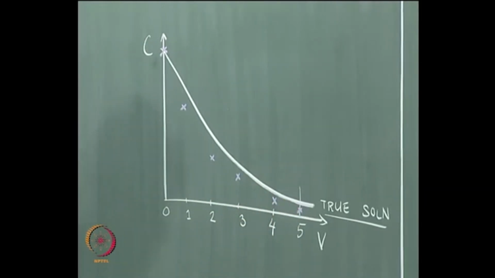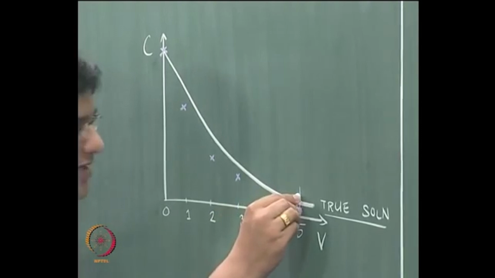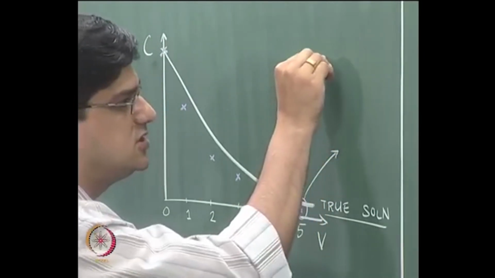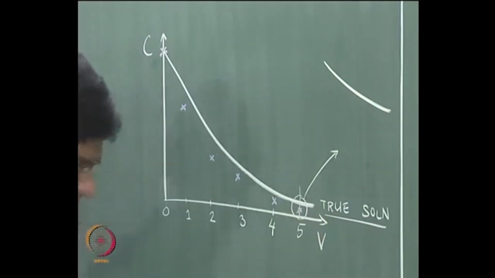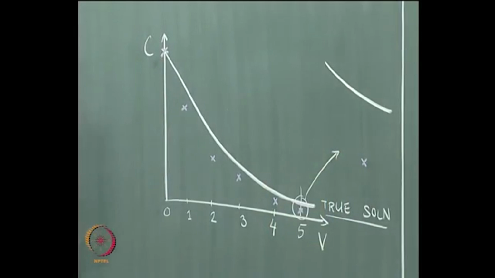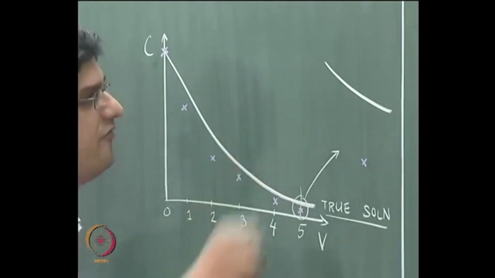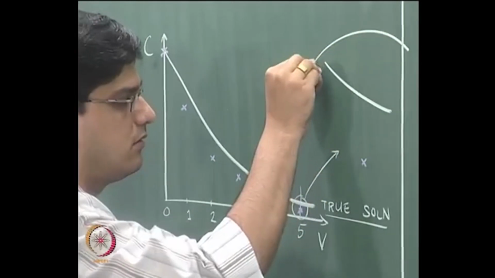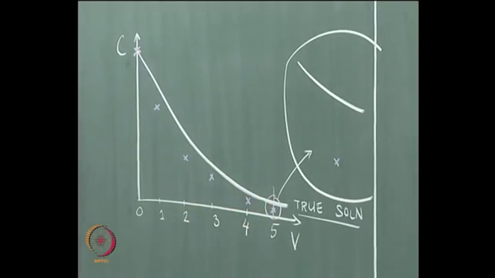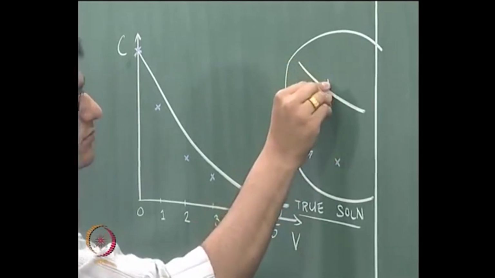Okay, so if we take a magnifying glass and just blow this thing up, what we will see is the curve coming like this and this purple cross over here. So this is the magnified view of this particular region. And this is the true solution.